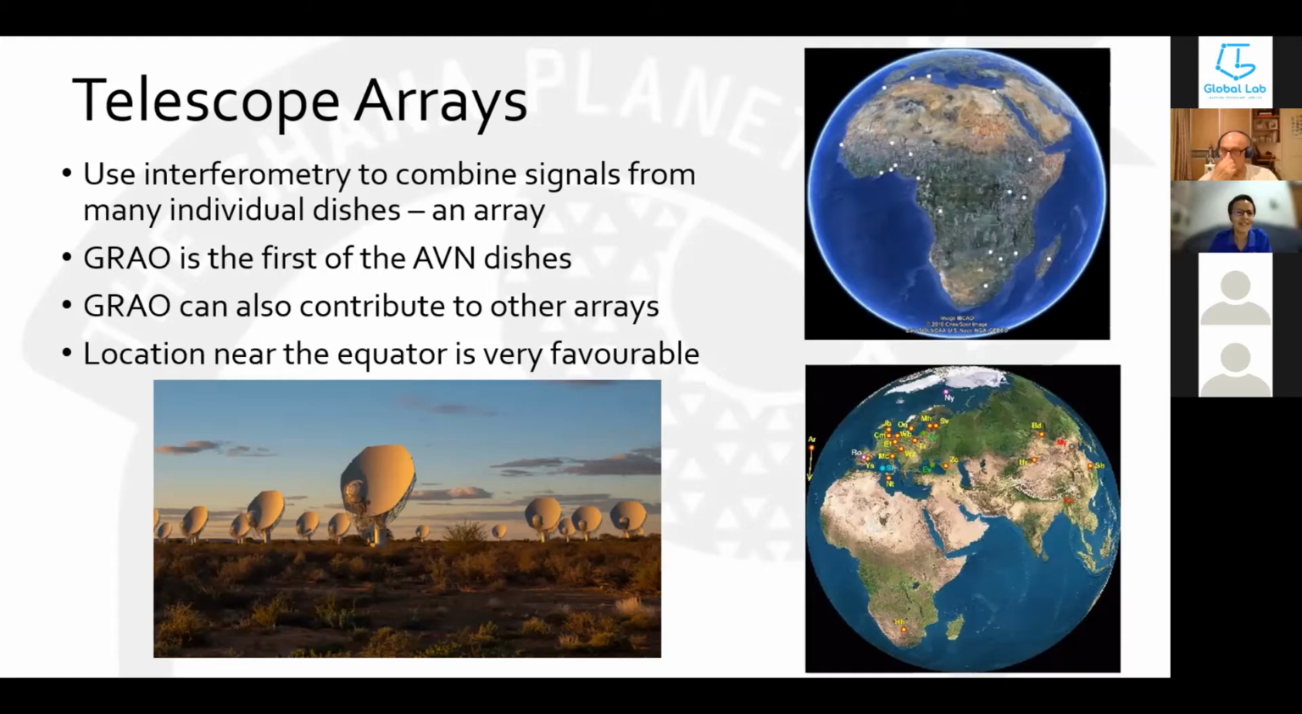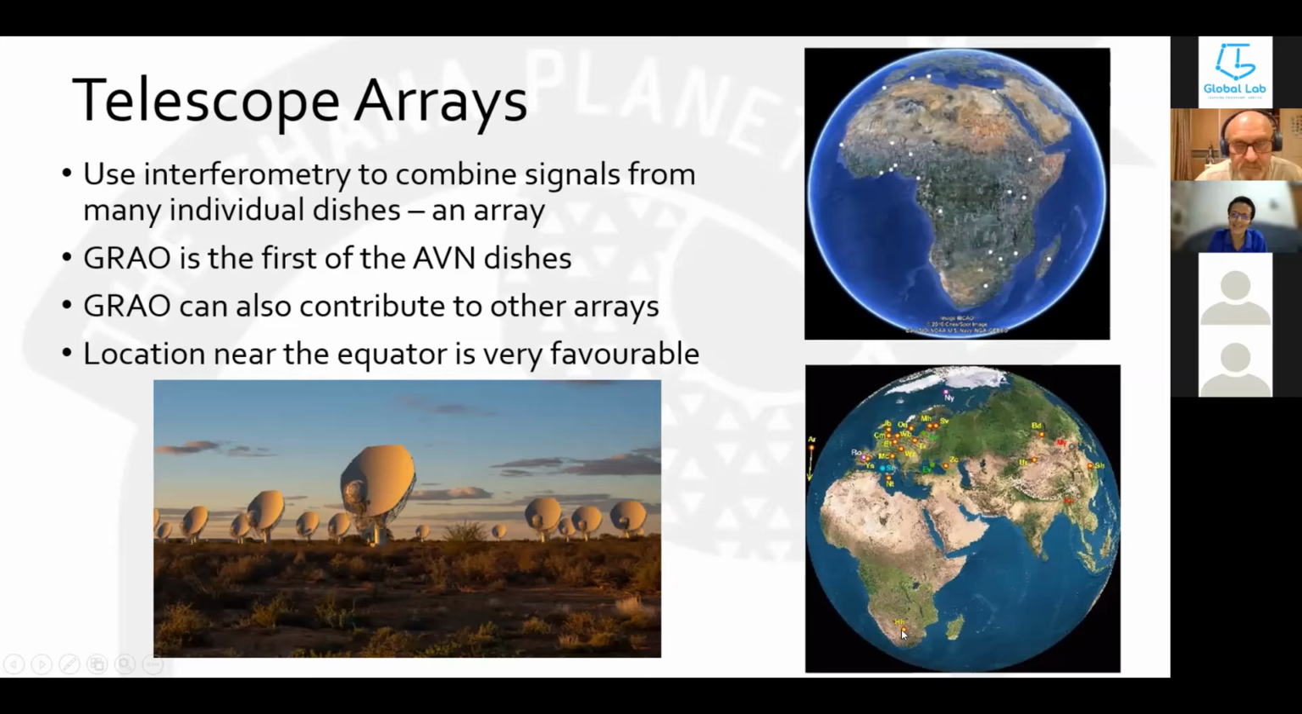But the telescope could also contribute to other arrays. There are already other radio telescope arrays around the world. And down here in the bottom right is what's called the EVN, the European VLBI Network. And if you can see, all these dots are where the telescopes are. You can see they're mainly in Europe and some to the east. But notice they're all north of the equator with just this one in South Africa down here. So there's a big gap.